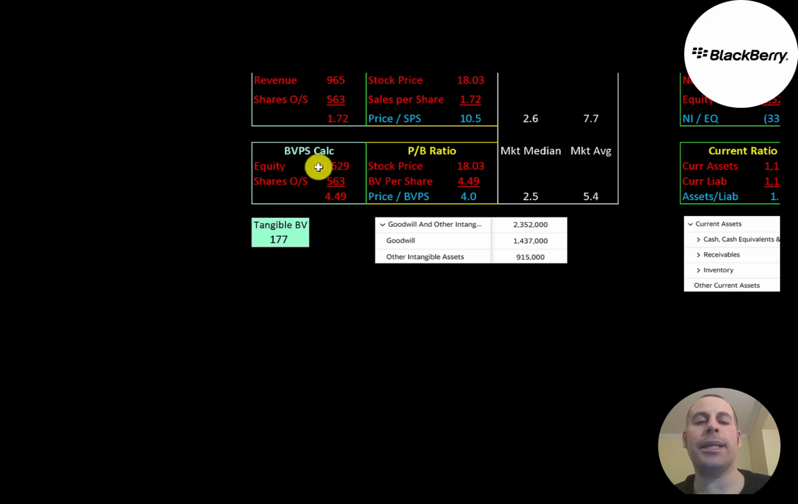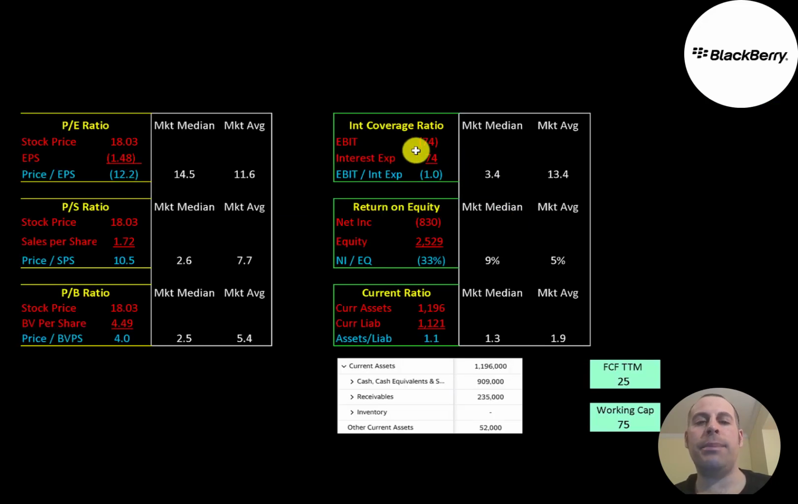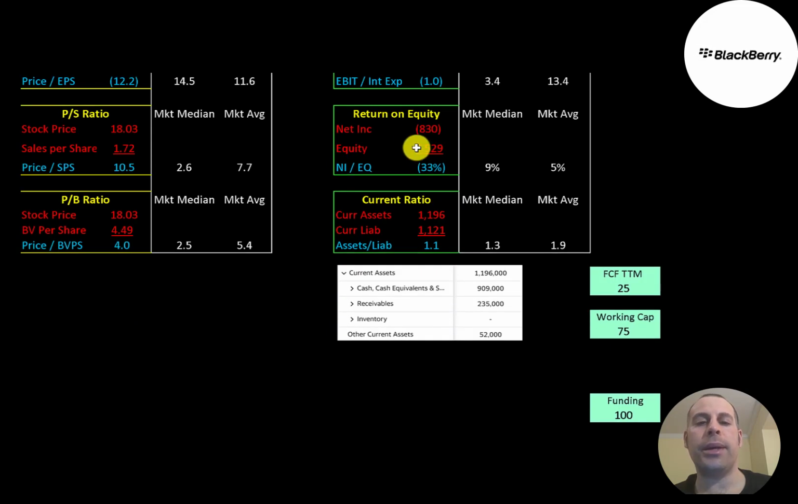Equity is assets minus liabilities on the balance sheet, and they have $2.5 billion of equity, $177 million of tangible equity, because they have $2.4 billion of intangible assets on their balance sheet, $1.4 billion of goodwill, and $900 million of other. Interest coverage ratio is EBIT over interest expense, negative EBIT, negative interest coverage ratio. ROE is net income over equity, negative net income, negative ROE.